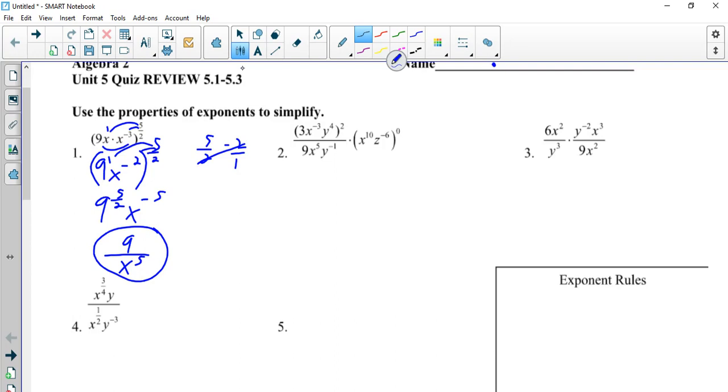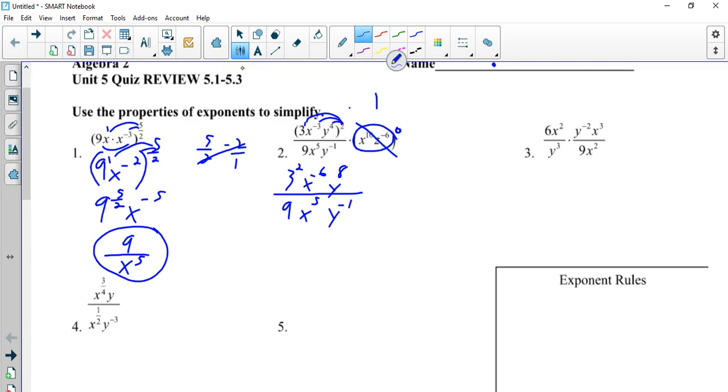All right. Now, on number 2, right off the bat, anything to the 0 power is 1. So that's basically not there. I mean, it is there, it's times 1, but anything times 1 is itself. So we can kind of disregard that right now. First thing we need to do is send the 2 in here, here, and here. So that's going to give us 3 squared, x to the negative 6, y to the 8, over 9, x to the 5, y to the negative 1.